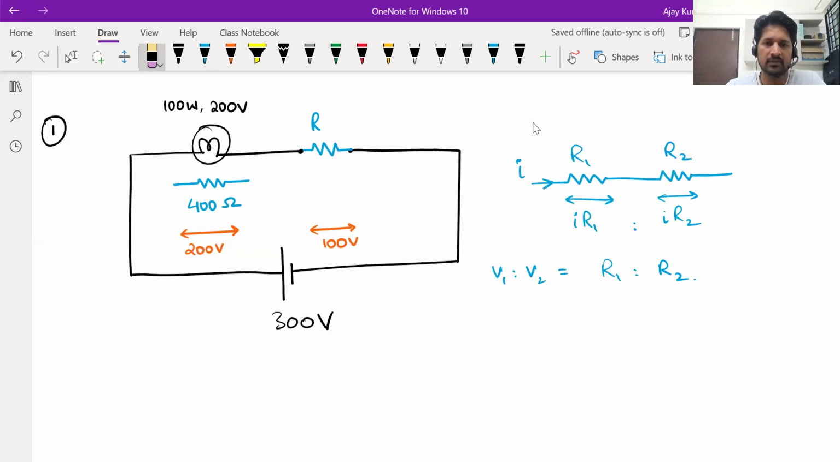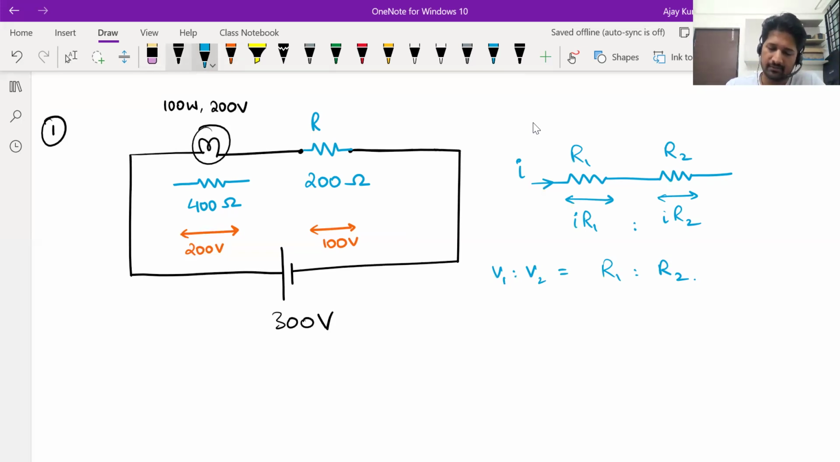200. That's all. Ratio should be R1 is to R2, 2 is to 1. This is 400 ohms, then this should be 200 ohms. That's all. So if we connect an additional 200 ohm resistance, this bulb can be operated safely.